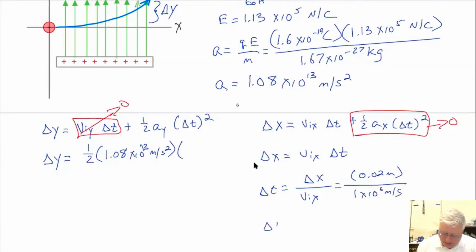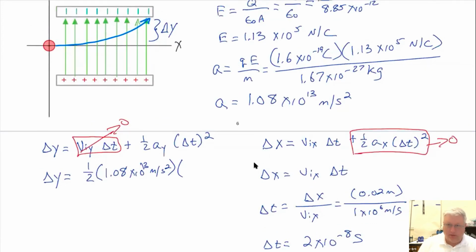Now this gives us a time interval of 2 times 10 to the minus 8 seconds. So this happens very fast. Since it took 2 times 10 to the minus 8 seconds to move horizontally, that's the time it's moving vertically as well.